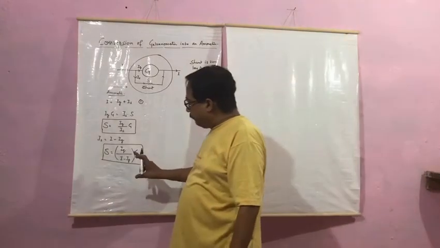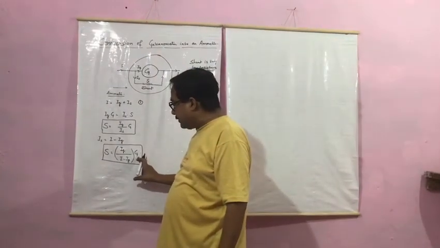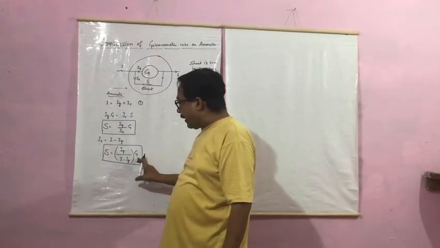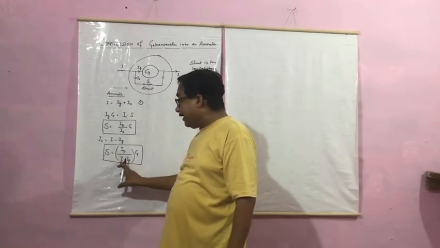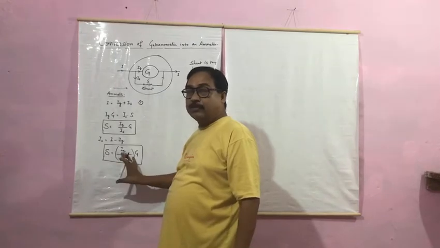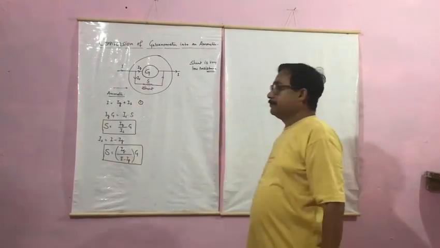So if we have a galvanometer of resistance G and that galvanometer can tolerate a current Ig and we want to measure a current I, then we have to find the value of the shunt by using this formula. Right?